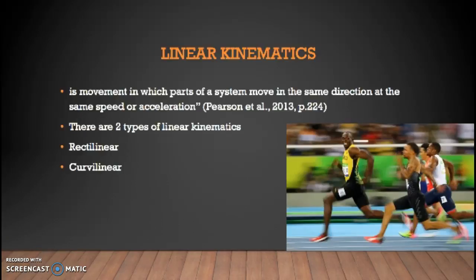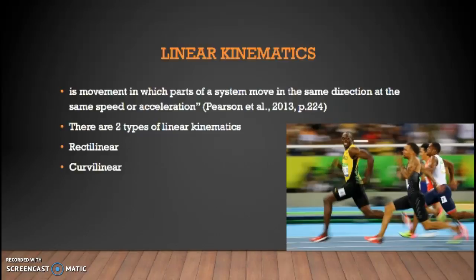If we look at linear kinematics first, this is the movement in which parts of a system move in the same direction, same speed or acceleration. There are two different types, rectilinear and curvilinear. Rectilinear is in a straight line, so this would be like the 100 meters. If Usain Bolt was running the 100 meters, his start position and his finish position are in a straight line. However, curvilinear is if he was running, say, the 200 meters. So his start and finish position are not in a straight line, they go around a curve, obviously because of the track.